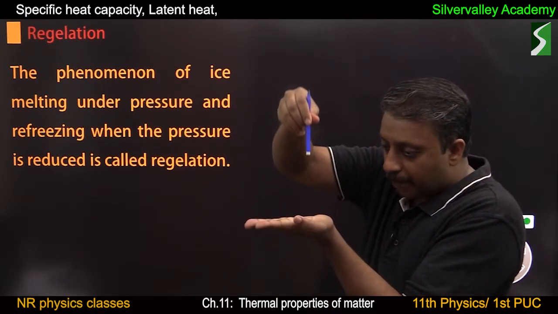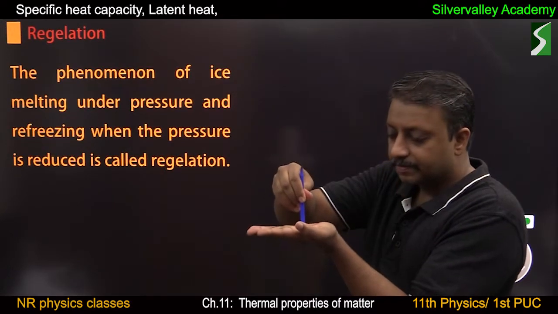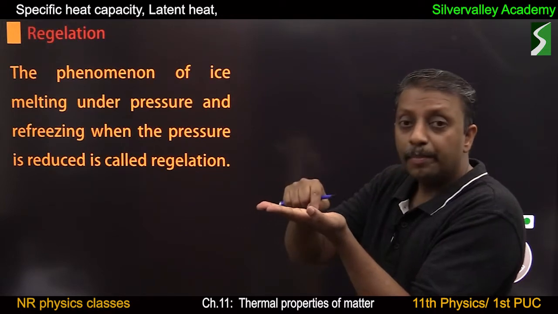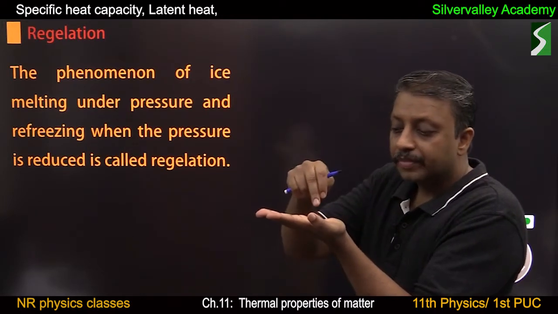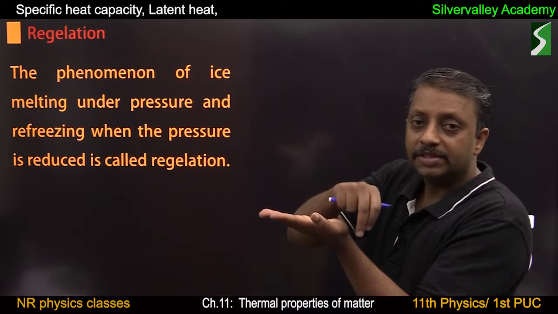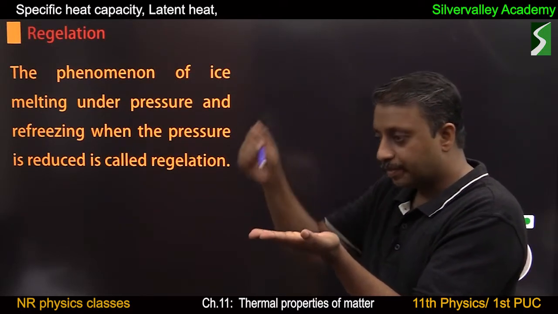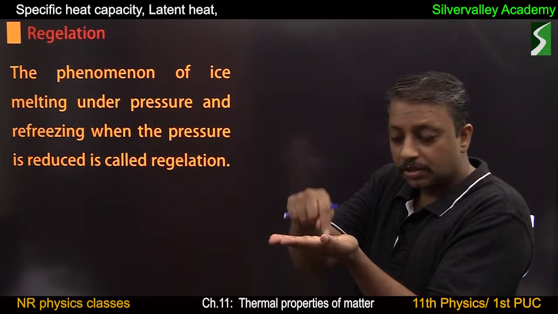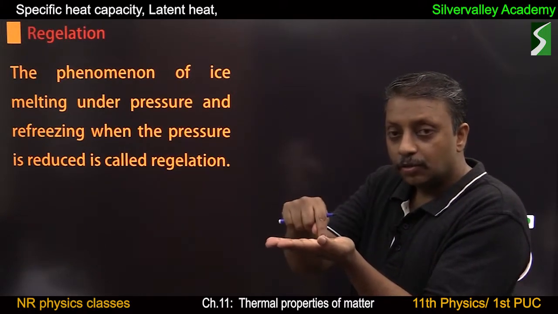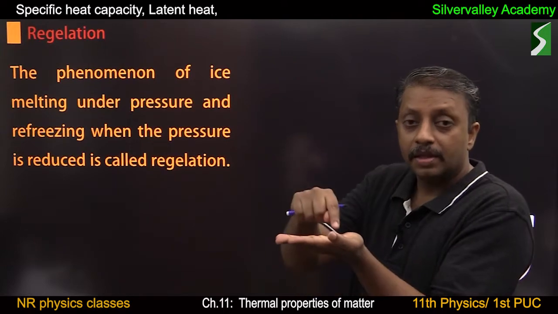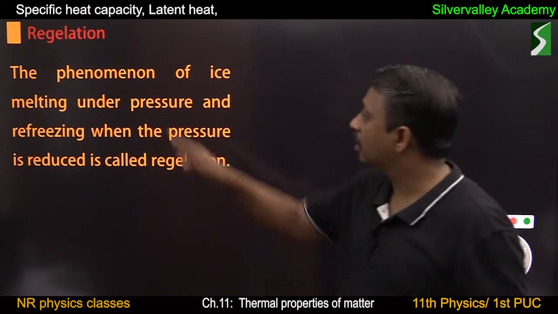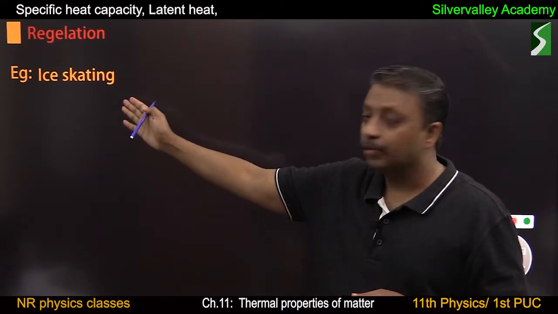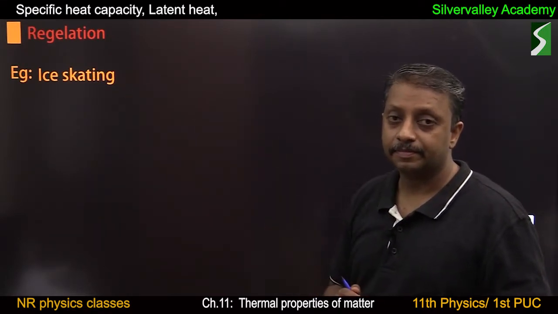Now, when we apply pressure on the ice, then at the region where pressure is high, melting point decreases. As a result, that ice goes to liquid state. And if you remove that pressure, since that water is already in contact with ice, that water again refreezes. That refreezing concept is called regelation. An example for regelation, beautiful concept, ice skating.